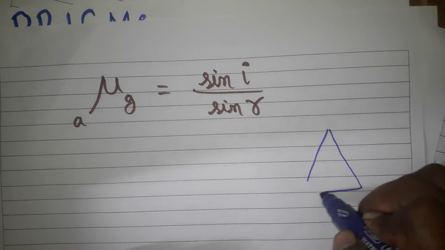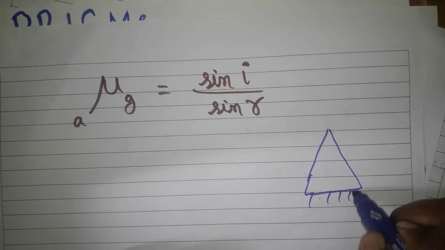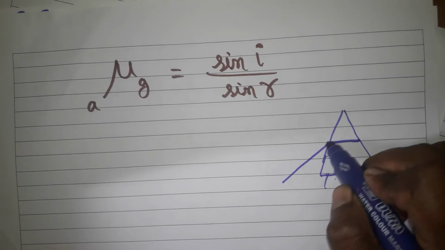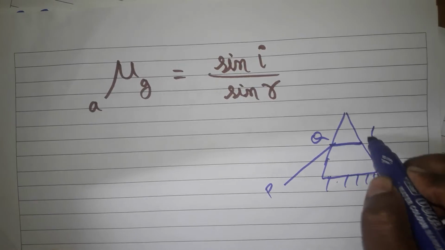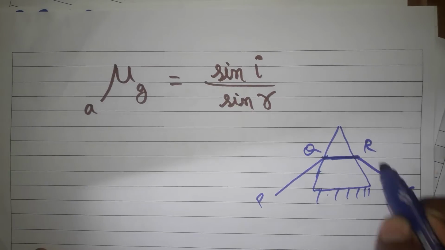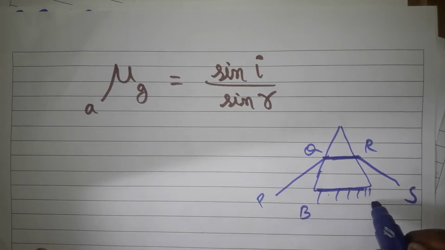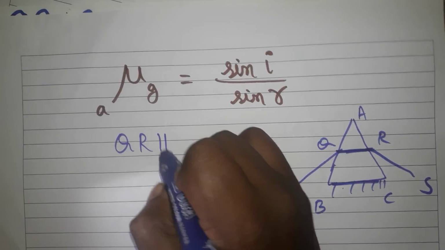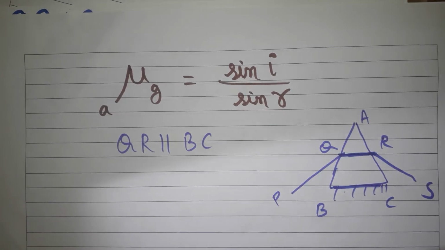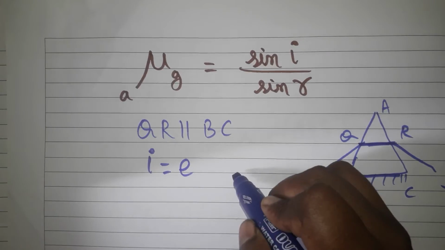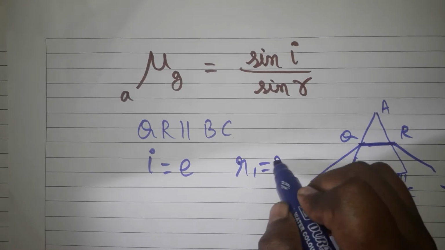Okay, we have a prism like this. PQ is the incident ray, QR is the refracted ray, and RS is the emergent ray. When QR becomes parallel to BC, the base of the prism, that is the time the condition will be I is equal to E and R1 is equal to R2.